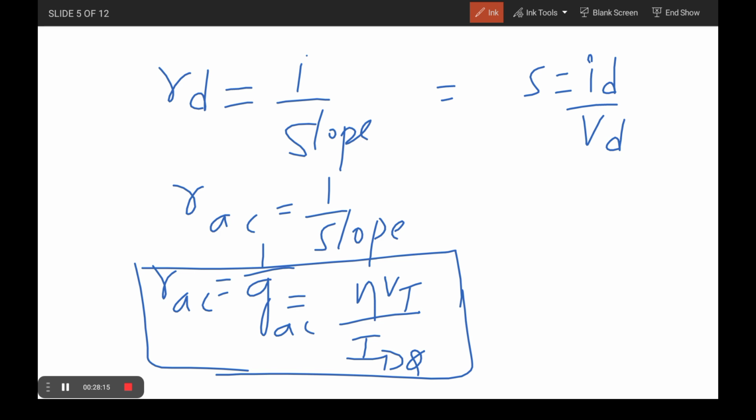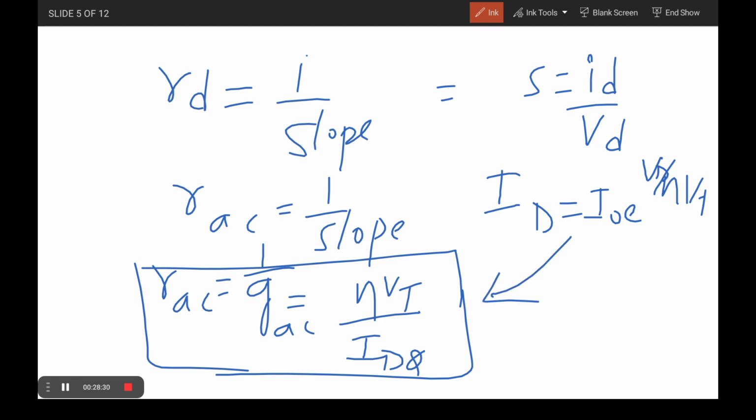To find this derivation, first write the current equation: ID is equal to I naught into e power VD by eta VT. Then perform the derivative with respect to VD, and you will get the equation like this. So this is all about the behavior of the p-n junction diode in a closed circuit as well as in a normal on condition.